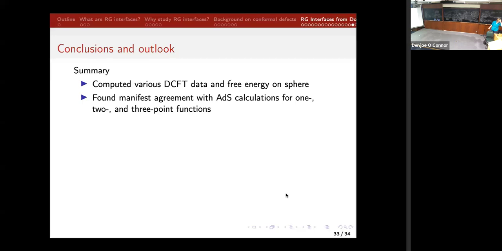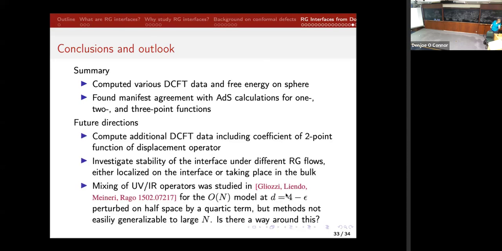Just to summarize, what we did was to compute various DCFT data as well as the free energy on the sphere, and we found manifest agreement with AdS calculations for 1, 2, and 3-point functions. And in terms of future directions, there are a lot of things you could do.